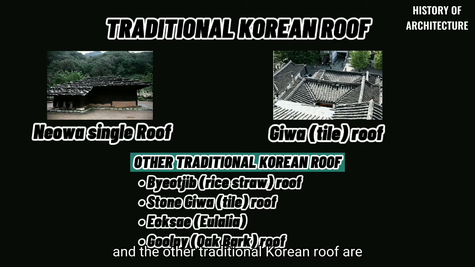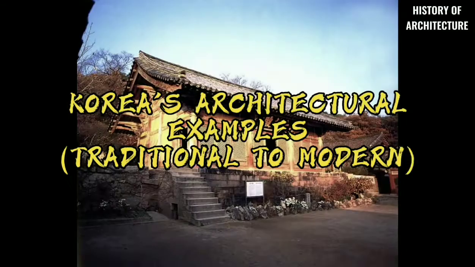The other traditional Korean roofs are byeotjib or rice straw roof, stone giwa or slate roof, yeokseo or pine roof, and gulpi or oak bark roof.